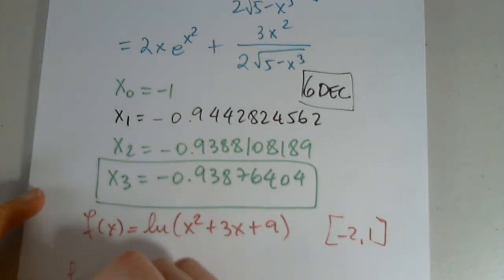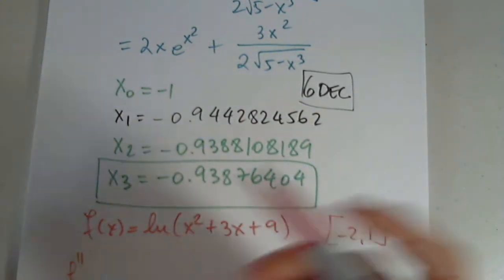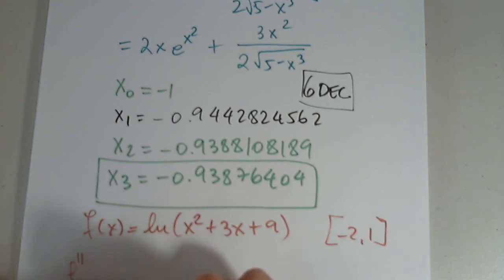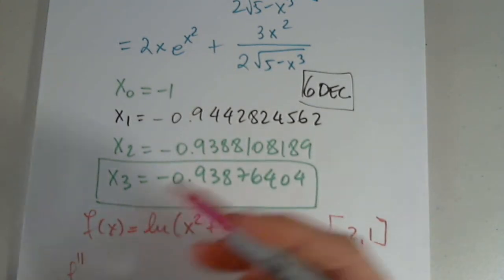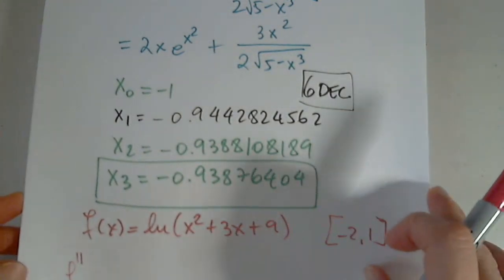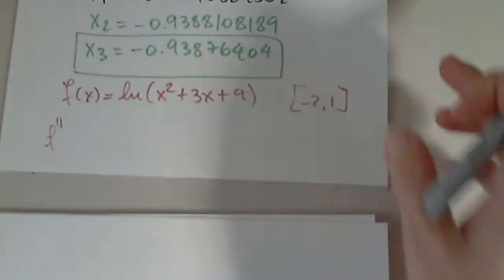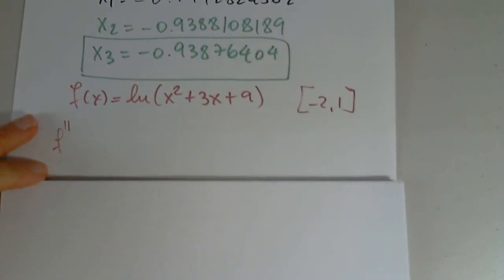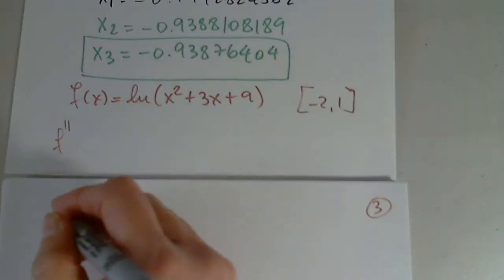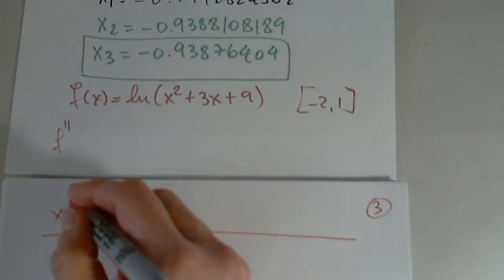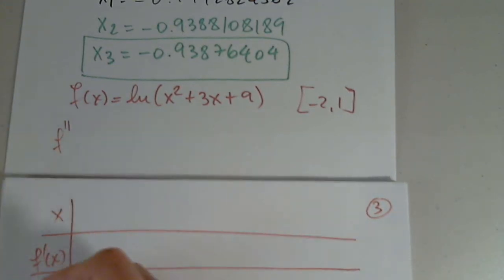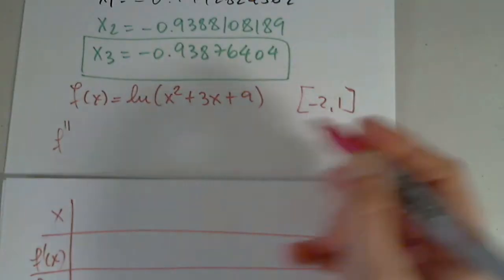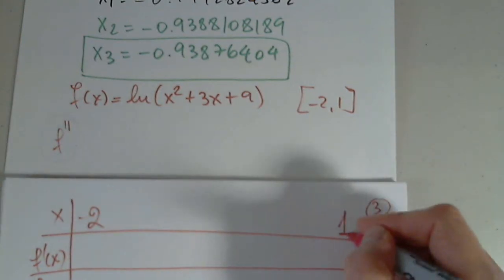We don't need to find the second derivative, because that could potentially be more difficult than anything else. But if you want to use a second derivative test, it's a different story. That's fine. Okay, so I'll start with the table. I only need f prime and f, and only between -2 and 1.